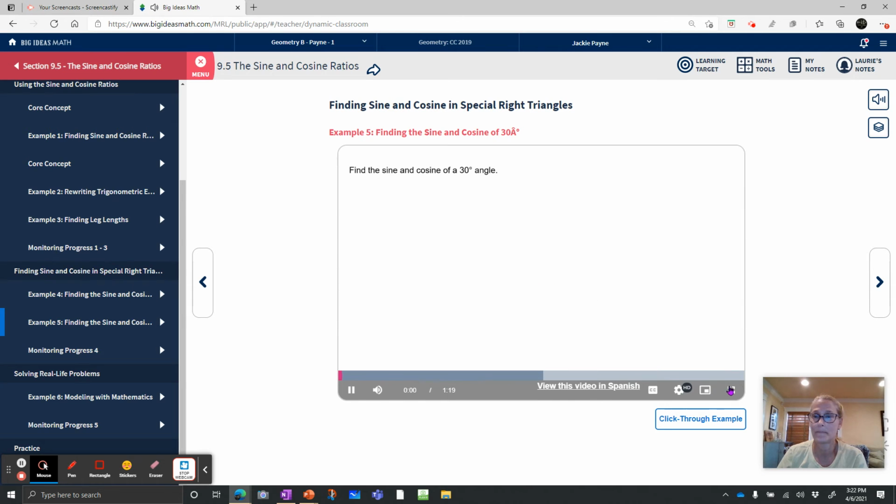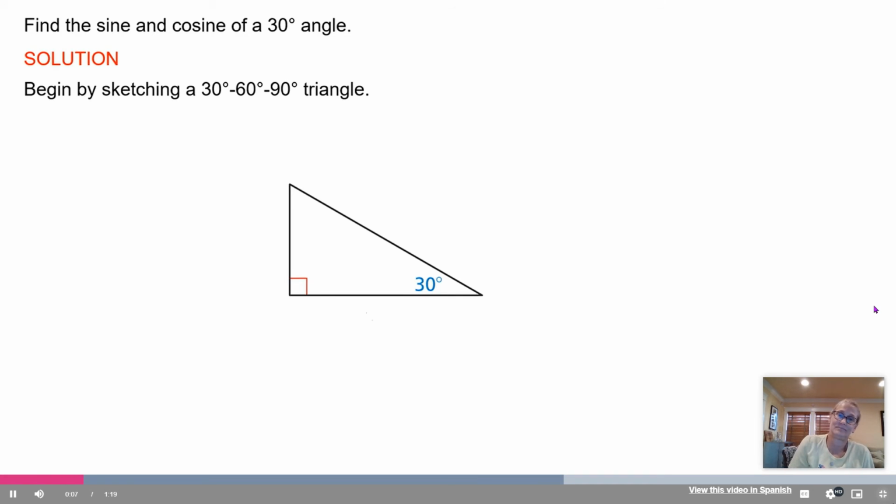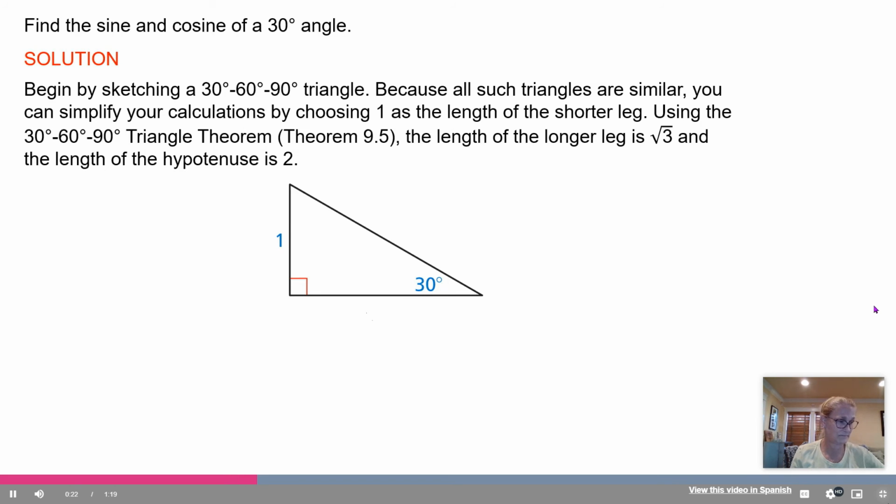Find the sine and cosine of a 30-degree angle. Solution. Begin by sketching a 30-degree, 60-degree, 90-degree triangle. Because all such triangles are similar, you can simplify your calculations by choosing one as the length of the shorter leg. Using the 30-degree, 60-degree, 90-degree triangle theorem, the length of the longer leg is the square root of 3, and the length of the hypotenuse is 2.